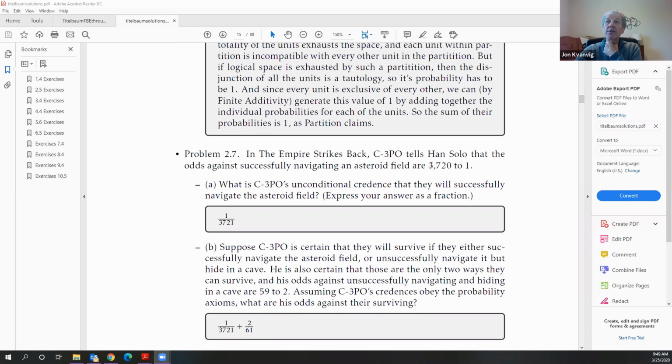So all you do to convert to a probability is sum the 2 parts of the odds comparisons, and put the second one over the first. So the probability is 1 over 3721.